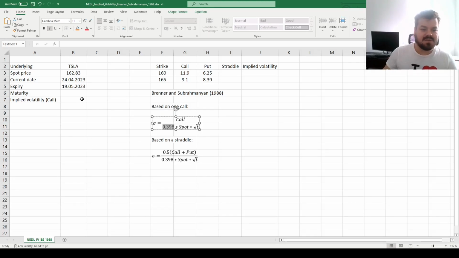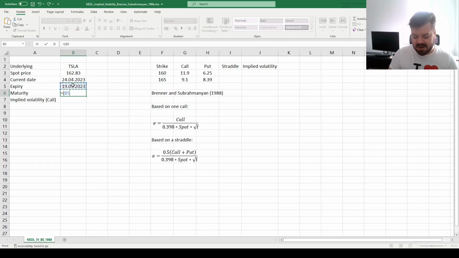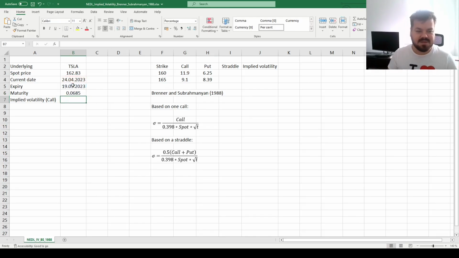So here, let's apply this particular procedure to the options in Tesla as of the 24th of April 2023 with 19th of May expiry. Keeping in mind that the current spot price is $162.83 and the premium for respective options at near at the money strikes, again as advised, are as follows. So first, for the maturity of the option, we just need to subtract the current date from the expiry date and divide by 365, as we want maturity in years always, giving us roughly 0.07.